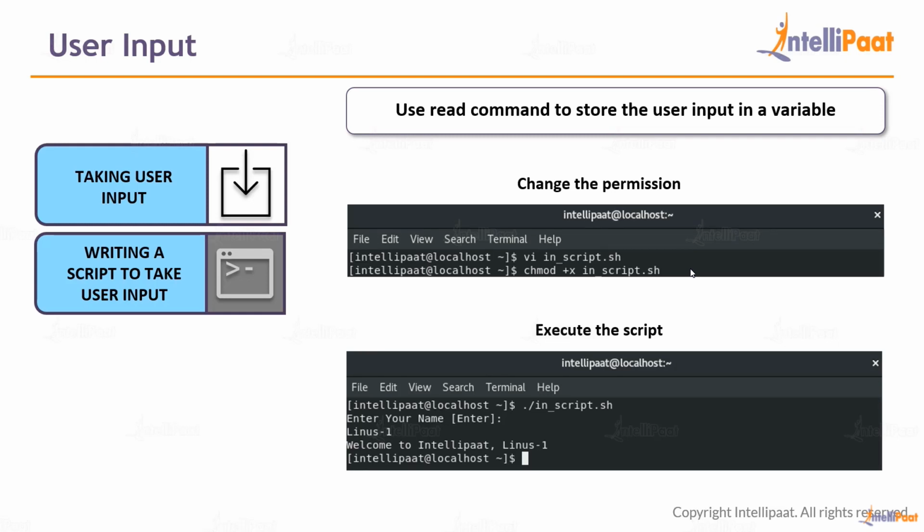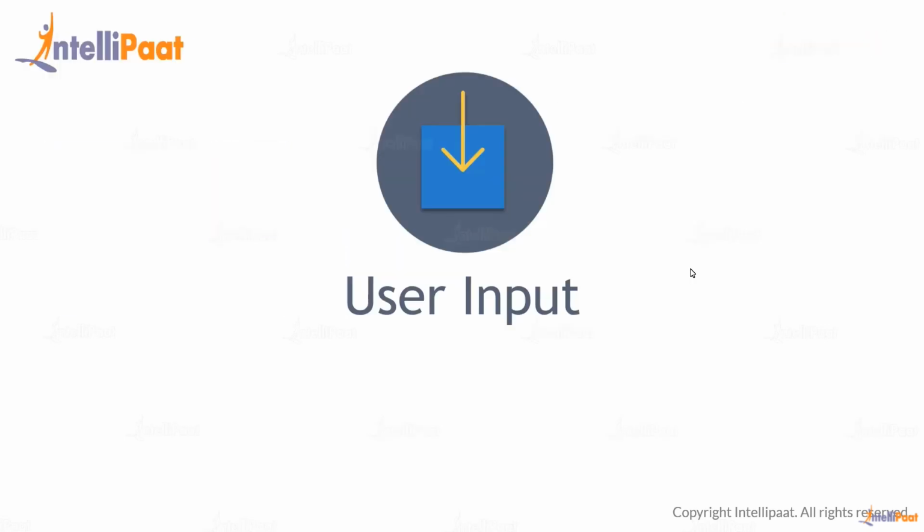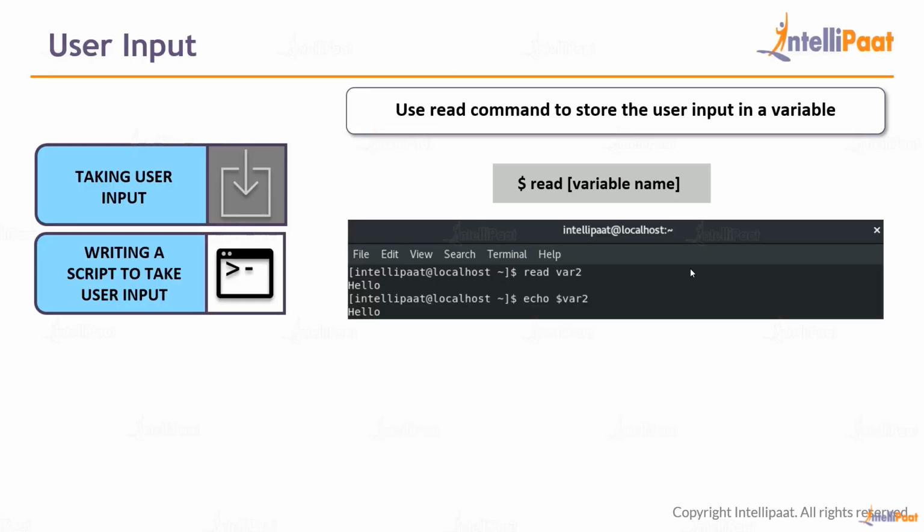First they are creating a script, giving it execution permissions, and then running the script. It's asking for your name, entering the name, and then it says welcome to IntelliPaat, Linux1. So this is how it executes. Now let's get started with the user input.